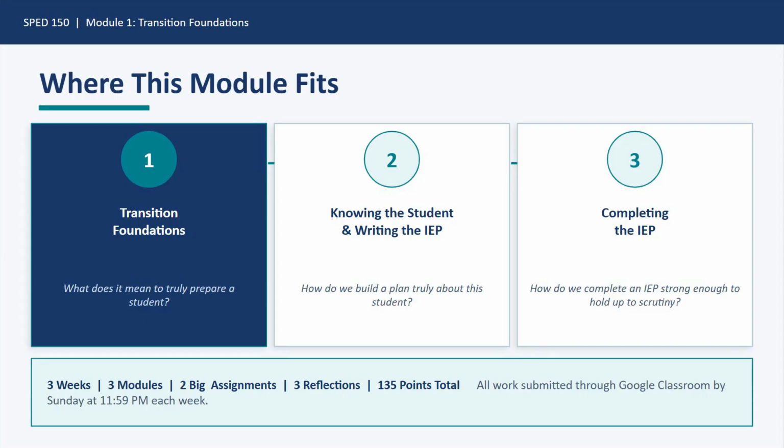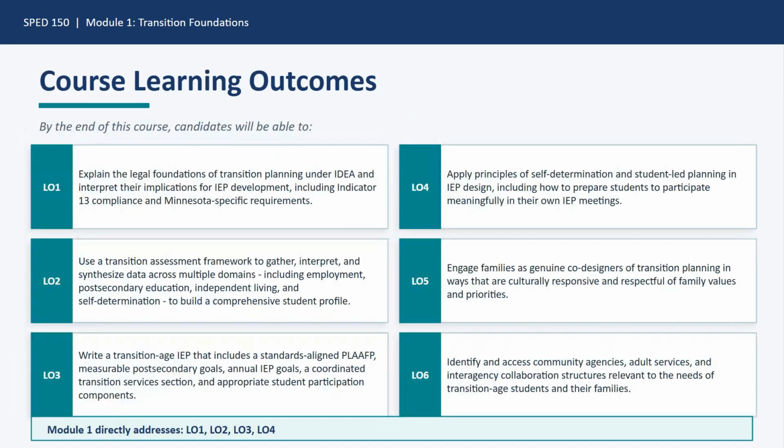Learning Outcome number 2 is about transition assessment. You will learn to gather, interpret, and synthesize data across all domains transition planning requires, not just 1 or 2, but the full picture of a student's life and aspirations. Learning Outcome 3 is about writing the IEP, not filling out a form, writing a document that's specific, legally compliant, and genuinely about the student you are working with. Learning Outcome 4 through Learning Outcome 6 address self-determination, family partnership, and community connections. The threads that together make a transition plan more than paperwork.